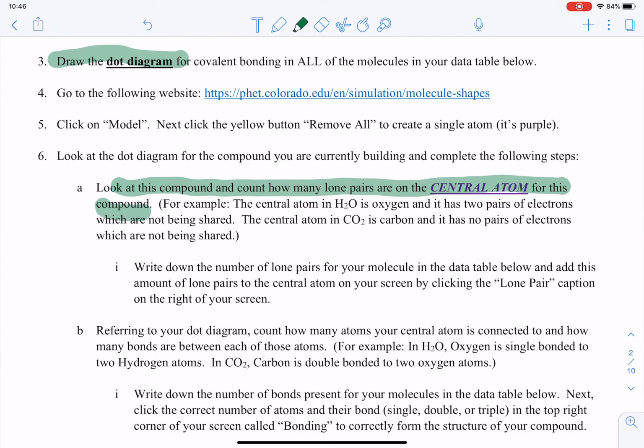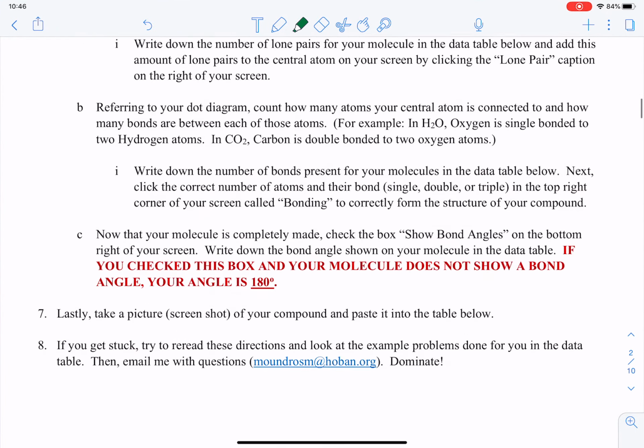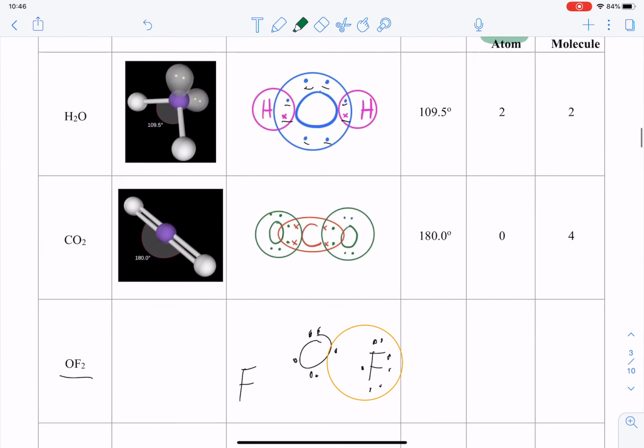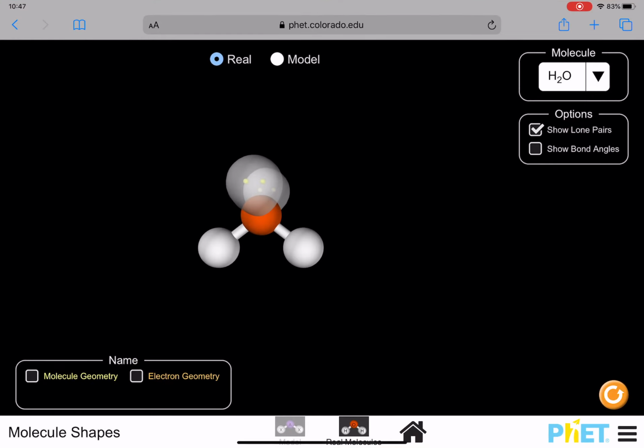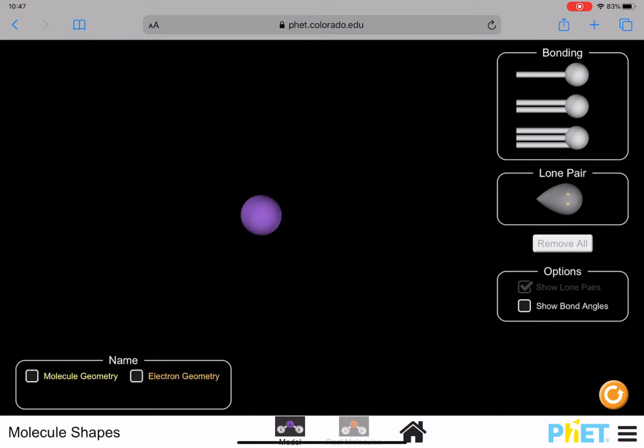we need to count how many lone pairs are on the central atom. So drawing the Lewis dot diagram correctly is imperative in doing this assignment correctly. And if we take a look at water, we can see how many lone pairs it has. This is 1 lone pair. This is a second lone pair. So underneath number of lone pairs, you would write 2. Then on the simulation, you can go here and make sure it's on model. You're going to add 2 lone pairs by just tapping on the lone pair box on the right-hand side.